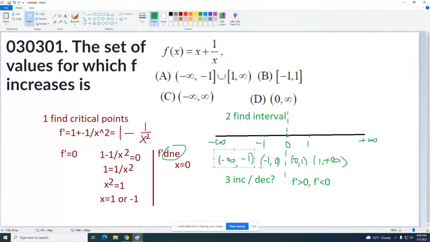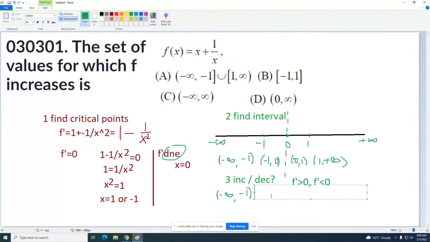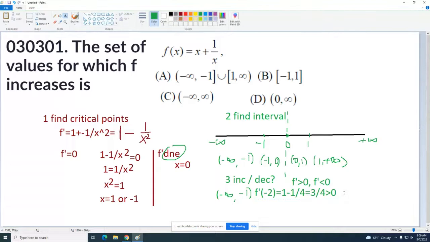For example, the first interval. You want to know if the derivative is positive or negative, because that's what tells us increasing or decreasing. So we're going to find the derivative value on this interval. We're going to pick a point on the interval, let's say -2. The derivative at -2: you get 1 minus 1 over (-2) squared. So it's 1 minus 1 over 4, and that looks like 3/4, which obviously is positive. So we know it's increasing on this interval. So that's for the first interval.